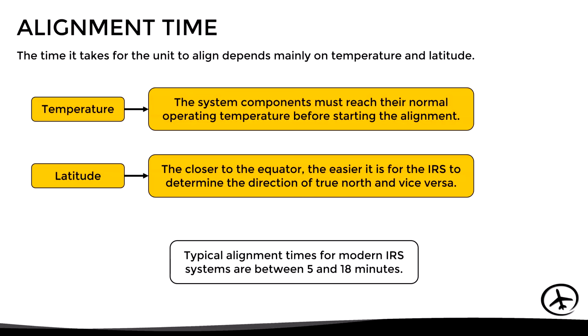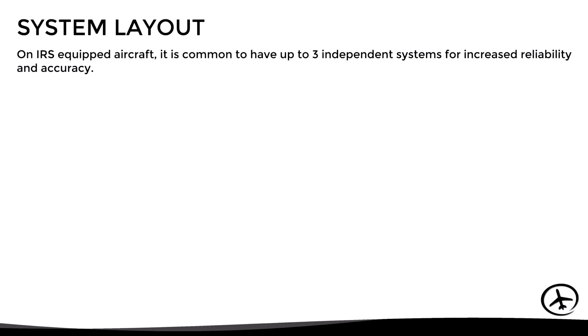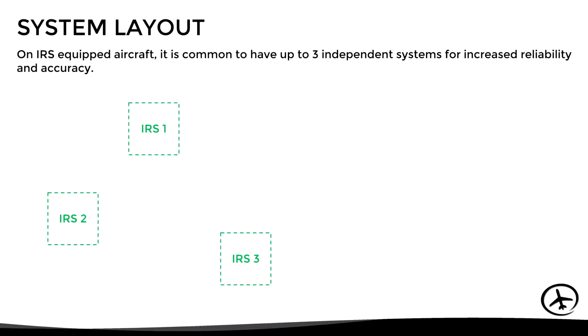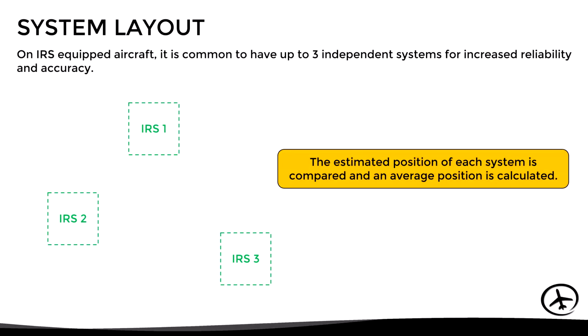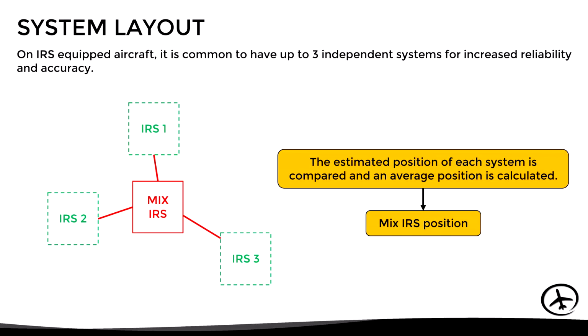Now, talking about the system layout, on IRS-equipped aircraft, it is common to have up to 3 independent systems for increased reliability and accuracy. This way, since each system is totally autonomous and independent, each will have different drift rates, which implies that the estimated position calculated by each system will be slightly different with time. In this case, the estimated position of each system is compared and an average position is calculated, which is commonly known as mix IRS position.